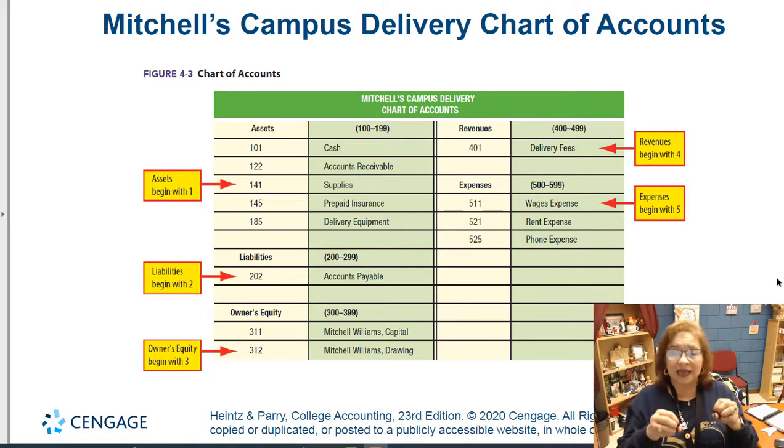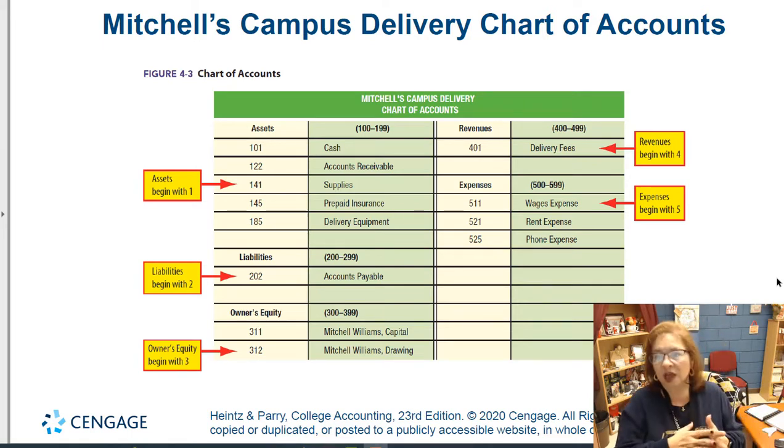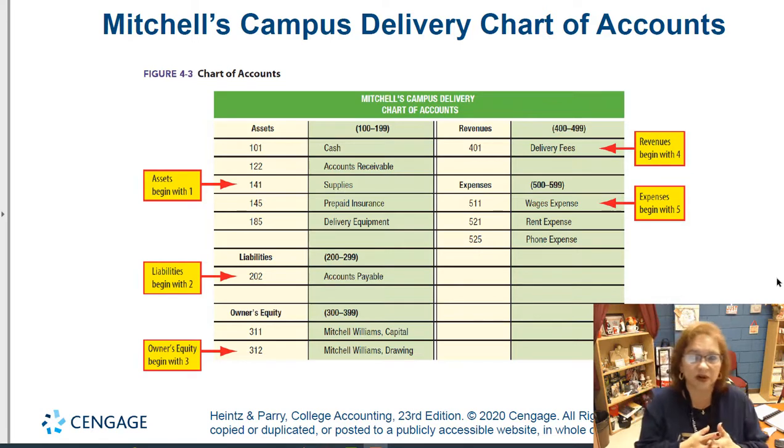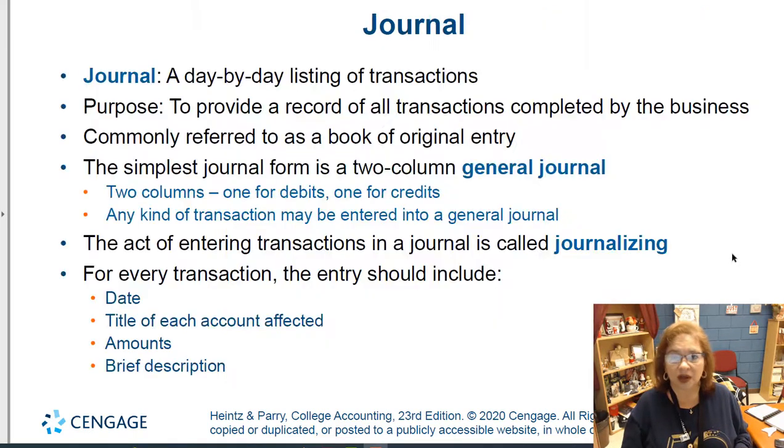Please remember that withdrawing is where the owner is taking money out, but because it is not an operational expense, that's why we call it a withdrawal. He's taking money out. Some people still call it drawing. I like to call it withdrawal, okay? Then you have your revenue, your delivery fees. Anything with a fee, of course, is where you're getting your revenue. And then your expenses usually start with a 500 up to 599, depending on how many accounts you have. We're looking at Mitchell's Delivery chart of accounts.